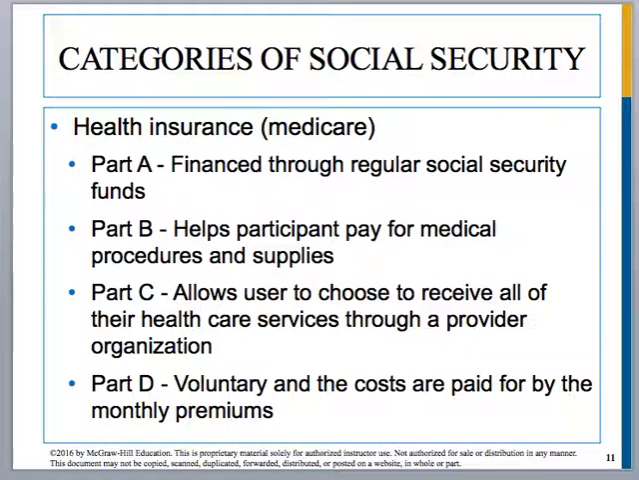We have our Medicare Parts A, B, C, and D. Part A is financed through your regular Social Security funds. Part B helps you to pay for medical procedures and supplies. Part C allows you to choose to receive all of your healthcare services through a provider organization, and then Part D is voluntary, and those costs are paid for by monthly premiums. And that's the reason why you'll see where certain procedures and certain medication will say whether or not it's covered by Part A or B or whatever.